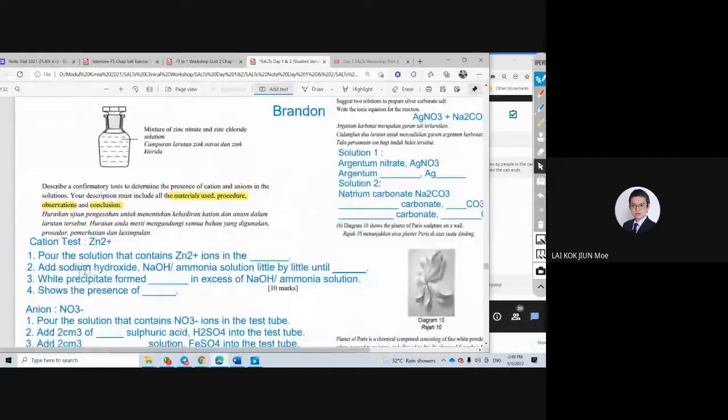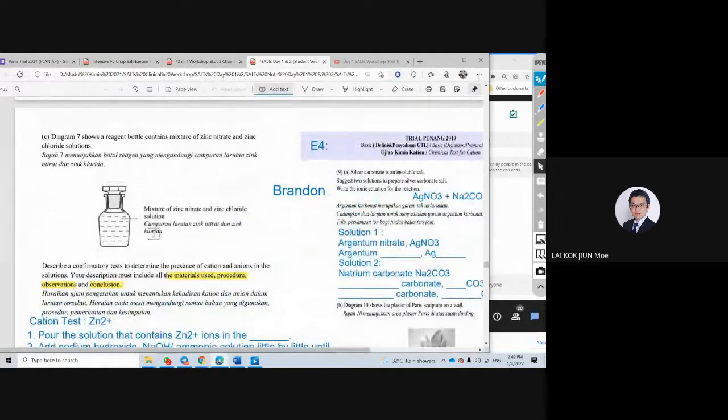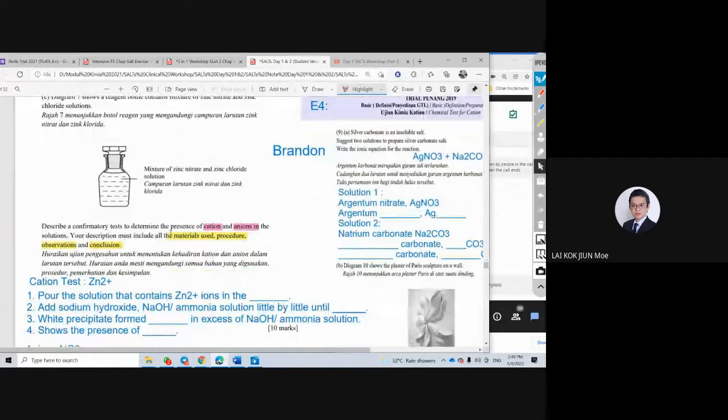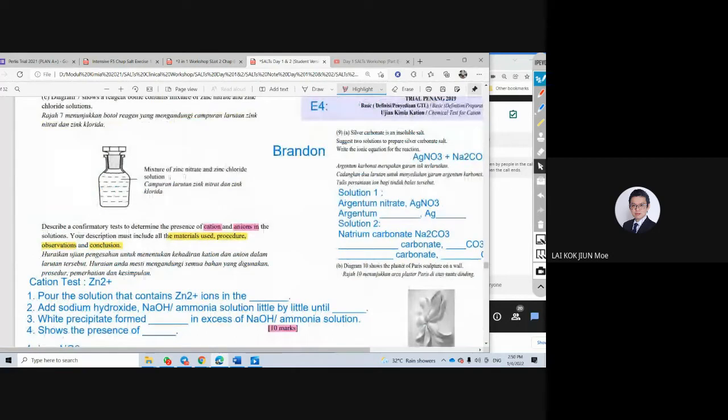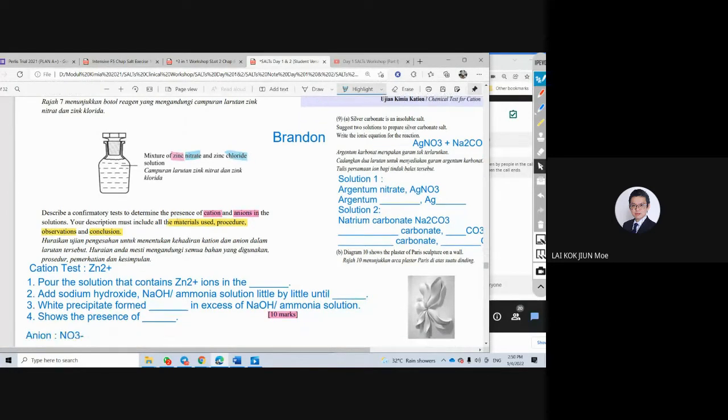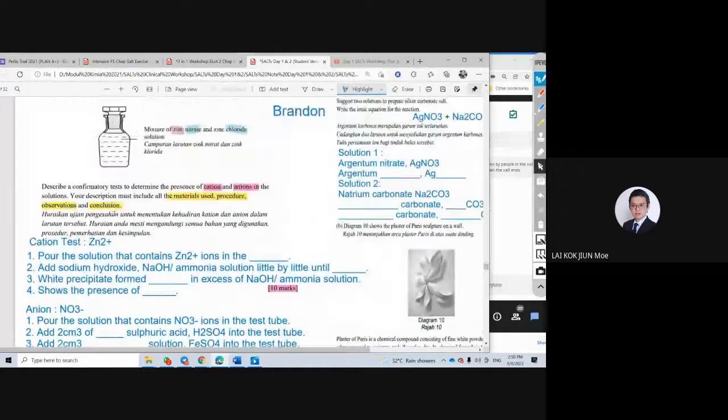Jie, the last part. So you see, Jie, we want to test this ion inside. We got the cation, we got the anion inside. So you must have, including the material, procedure, observation, conclusion, 10-mark question. So 10-mark question, that means you have to know what is the material you use, procedure, observation, and conclusion. So for the first ion, you have zinc inside, you have chloride, you have nitrate. So you have to test zinc, nitrate.